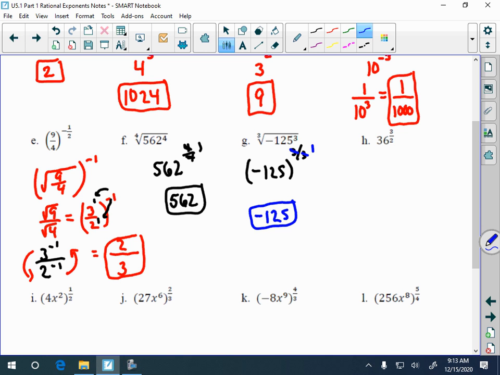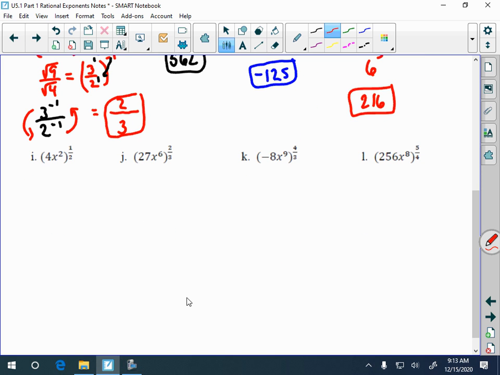H, okay, so we have a fractional exponent again, so I want to convert it to a radical. So square root of 36. I'm going to raise that to the 3rd power. Square root of 36 is 6, raised to the 3rd. So that's 6 times 6 times 6, and so that's 216.